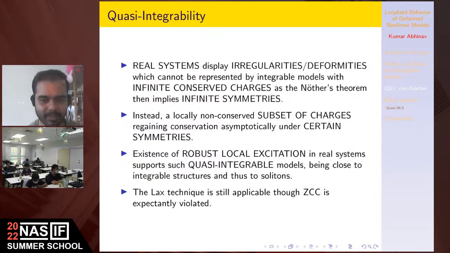Such systems are known as quasi-integrable: the charges are not all locally conserved, but asymptotically they may be conserved. And we'll see that it happens under certain symmetric conditions the system needs to satisfy, so that all the charges are conserved asymptotically.